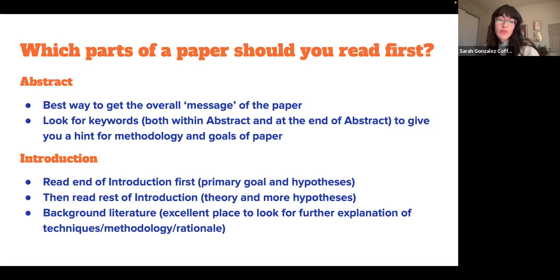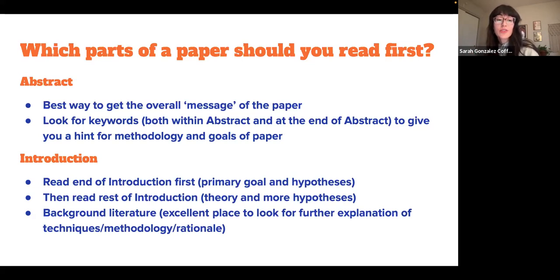If you do want to proceed forward, you can also get a really great background literature from the introduction. This is an excellent place to look for further explanation of the techniques, the methodology, the rationale, perhaps, of why the researchers are doing the things that they're going to do in the methods section that follows after this.